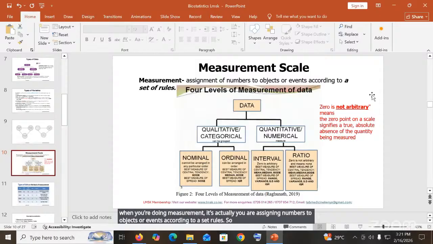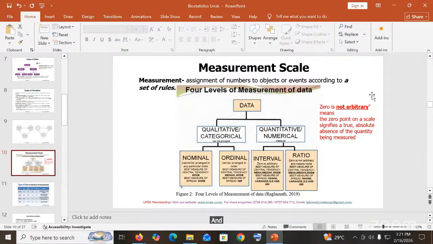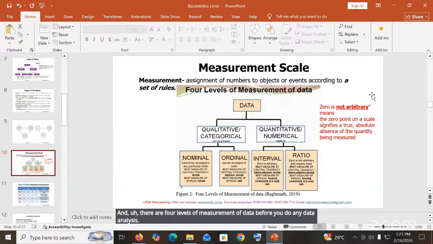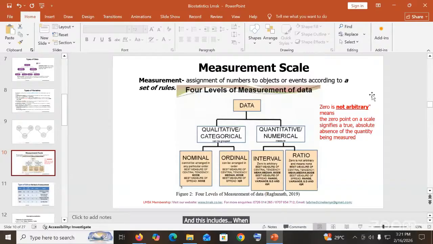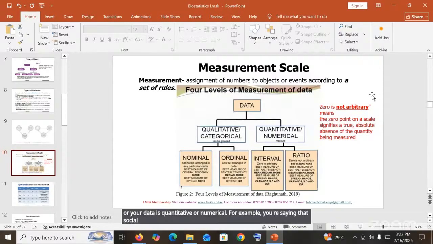So within these, you must have what you call measurement scale. There are 4 levels of measurement of data before you do any data analysis. This includes when data is qualitative or categorical, or your data is quantitative or numerical. For example, social status, low, medium, and high income level, that will be ordinal, which is categorical. They are categories, they are not numerical.